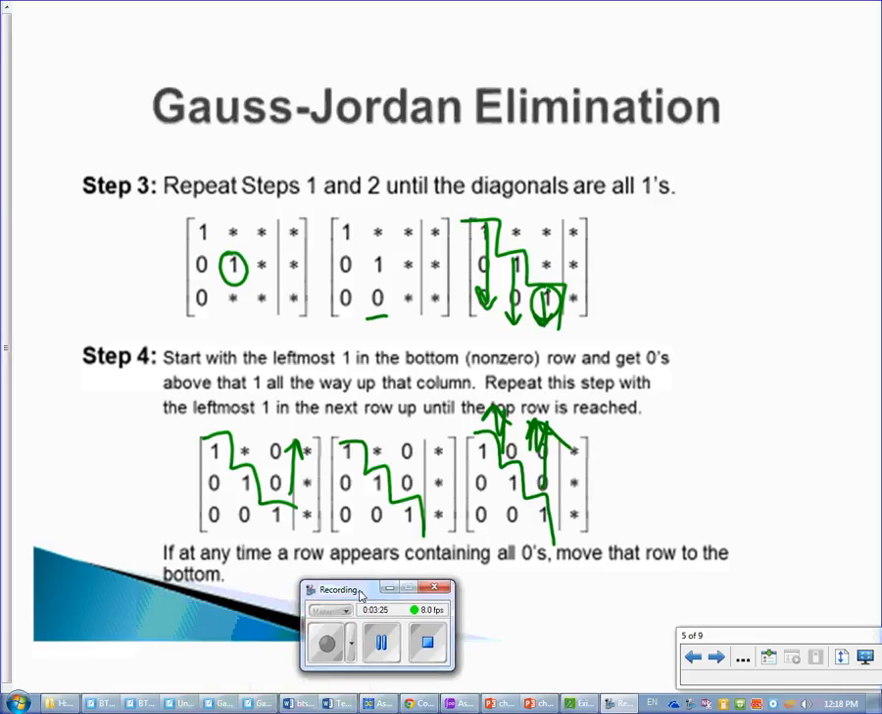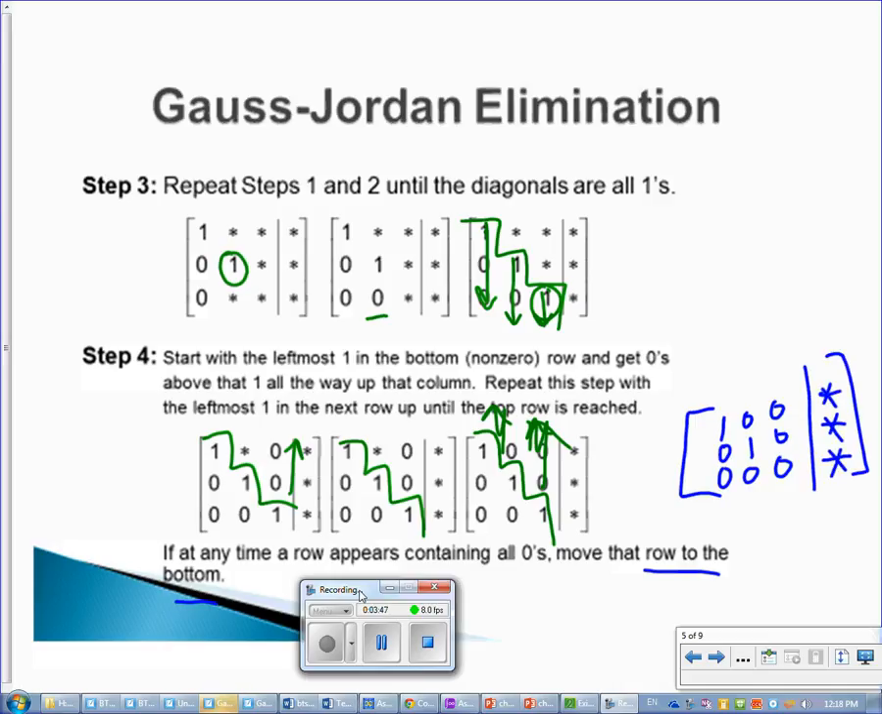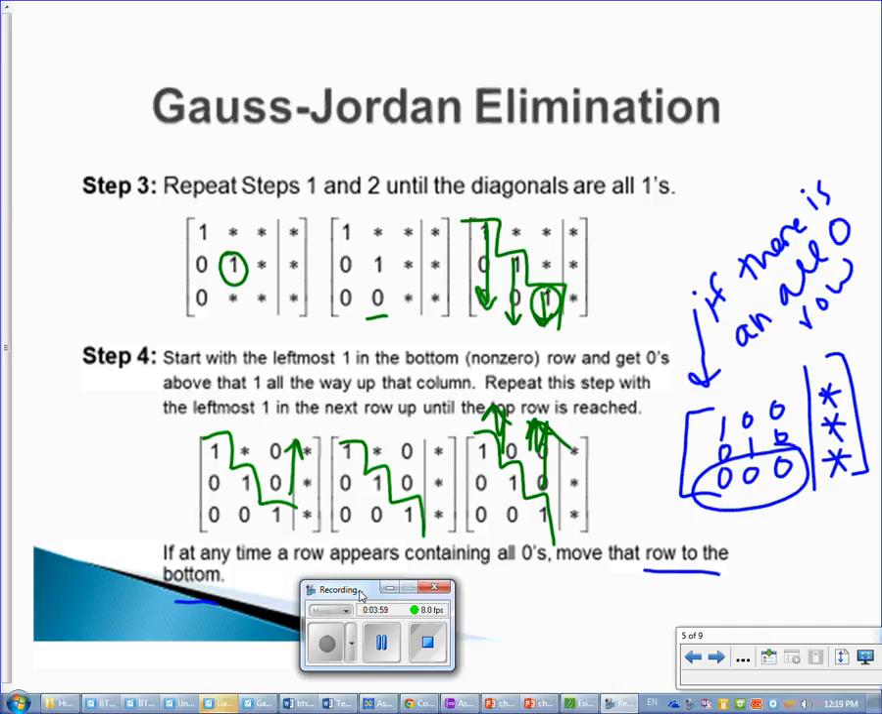If you get a row that contains all 0s, and we'll talk about what to do with that, but if for some reason there's an entire row that has all 0s, it has no 1 in it, you will want to move that row to the bottom. And we'll talk here shortly about what that means. But if it were to happen, and maybe it happens in your top row, you just want to, as a final step before you're done, flip it down to the bottom row. This is what you do if there's an all 0 row. Now when I'm talking about the all 0s, I just mean on the left side of your line.